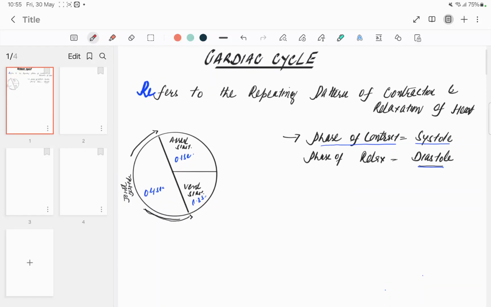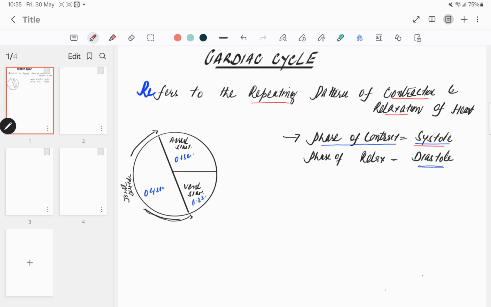Dear students, today we are going to study the cardiac cycle. What is the cardiac cycle? It refers to the repeating pattern of contraction and relaxation. So when our heart contracts and relaxes, that is the cardiac cycle. The phase of contraction is known as systole and the phase of relaxation is known as diastole.